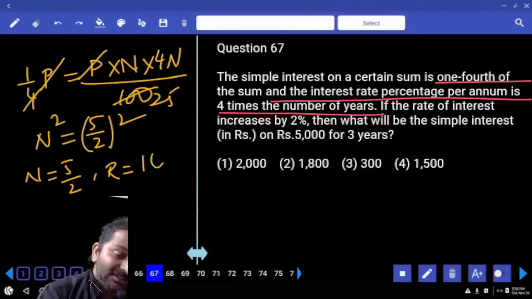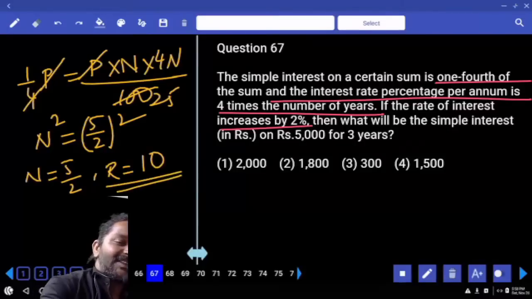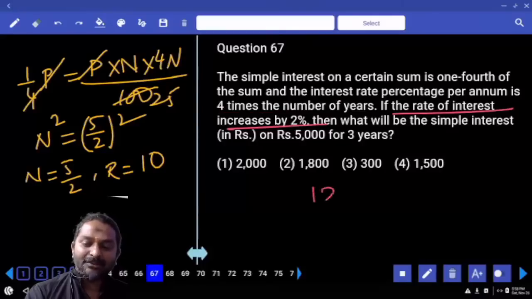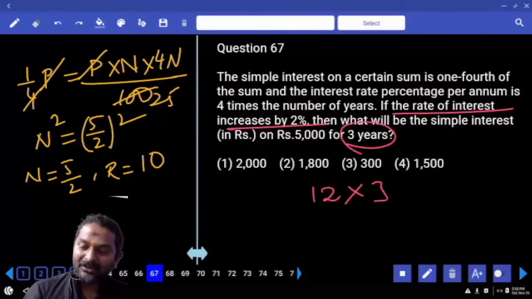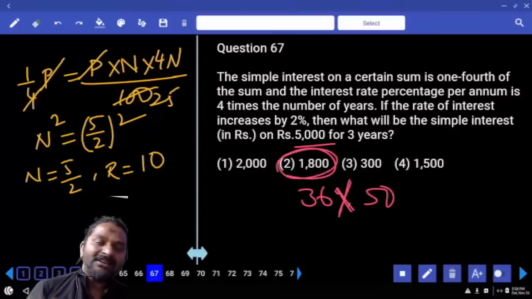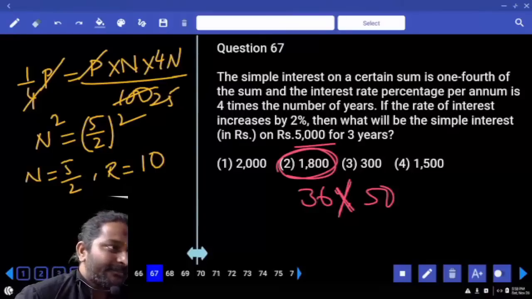Come on. 10. Simple interest at the rate of 2% higher rate they mentioned. Now the rate of interest is 10%. If the rate of interest increases by 2%, it becomes 12% only. And for 3 years, it is into 3, which is 36% upon 5,000, which is 36 into 1% value 50. Answer is 1800. Only 50 ni 100 by 2 ga రాయొచ్చు కదా.